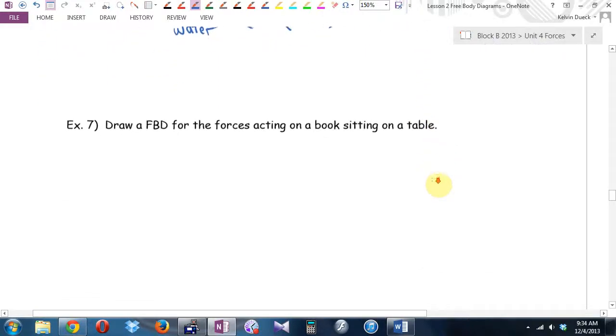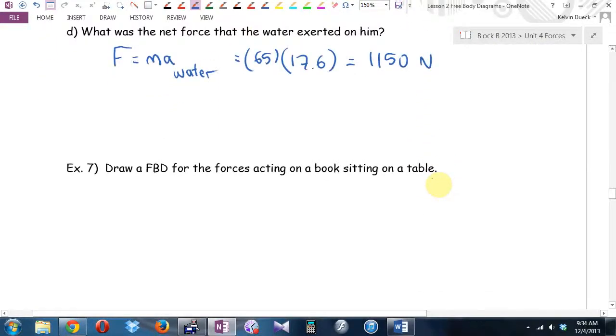Last one. Draw a free body diagram, it says, for the forces acting on a book sitting on a table. For all of you, it can be your binders that are sitting in front of you. Represent your binder with a dot. What are the forces acting on your binders? Get the obvious one: gravity.